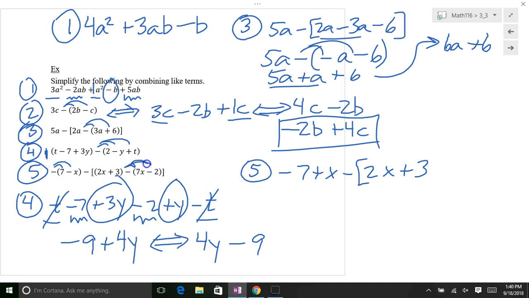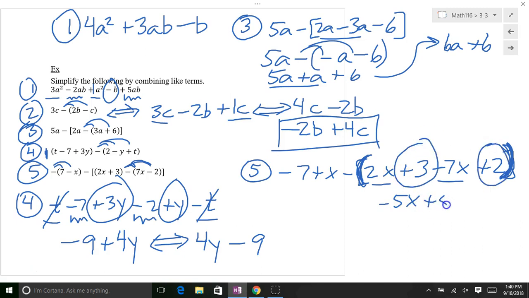Now I'm going to distribute the negative right there. So negative times a positive 7x, negative 7x. Negative times a negative 2 is a positive 2. And I can change those brackets now to parentheses since there's no parentheses inside there anymore. Go ahead and combine those. 2x minus 7x is a negative 5x. 3 plus 2 is a 5.